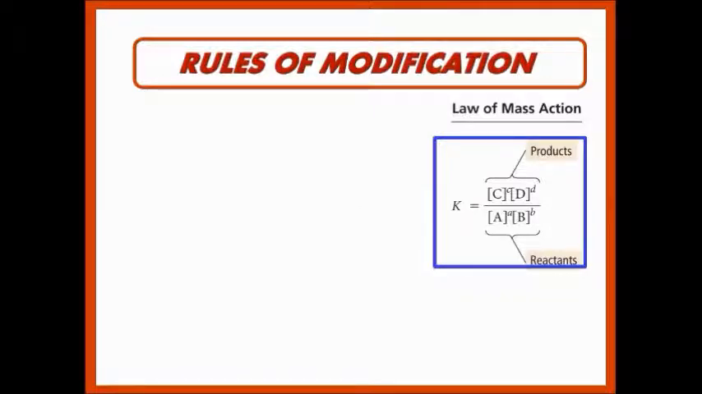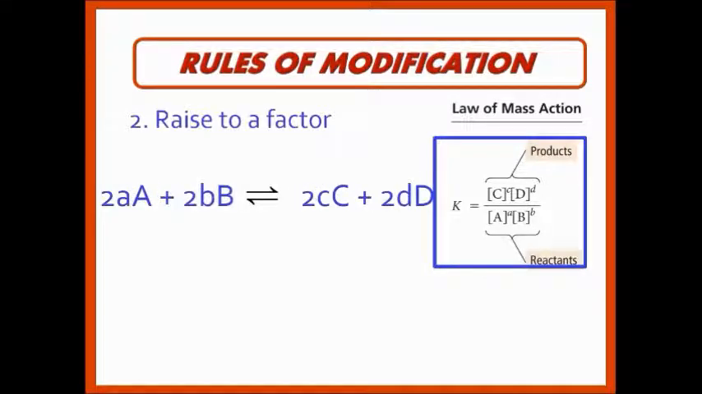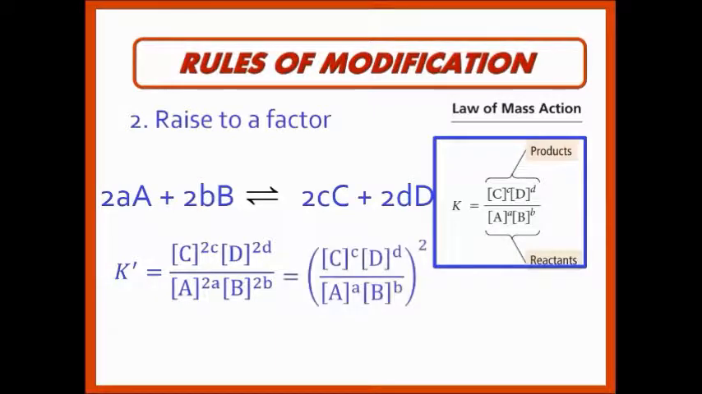The second rule is that if the chemical equation is multiplied by some coefficient, the equilibrium constant must be raised to that same factor. For example, if the given expression is multiplied by a factor of 2, then the equilibrium constant will be modified. All of the exponents in the equilibrium expression will then also be multiplied by a factor of 2. By rules of exponents, the common factor of all the exponents can be factored out as an exponent to the original equilibrium equation. Therefore, the equilibrium constant is simply raised to the same factor that the initial chemical reaction was multiplied by.